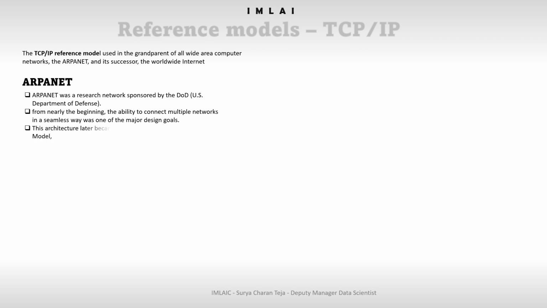Thus, from nearly the beginning, the ability to connect multiple networks in a seamless way was one of the major design goals. The architecture later became known as the TCP/IP reference model, named after its two primary protocols.